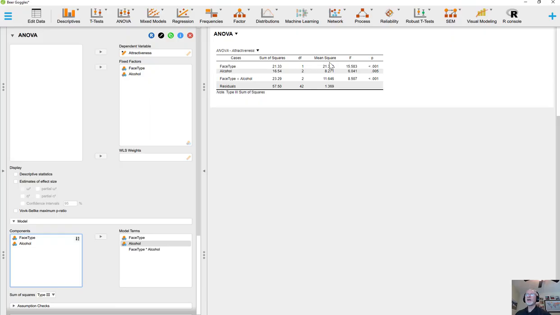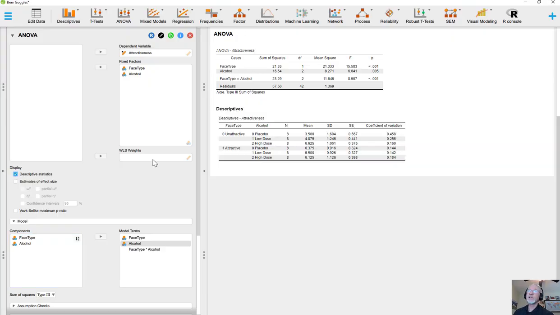Okay, so we have the main effect for factor A, and our F is 15 with 1 and 42 degrees of freedom. The p-value is less than 0.05, so it is considered significant. A significant effect for face type. This is basically a manipulation check. We don't actually know what that means yet. If we click on descriptive statistics, you'll see that the means for attractive individuals tend to be higher than the means for unattractive, which is the interpretation.